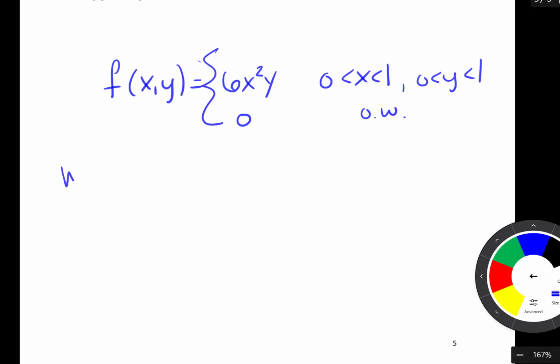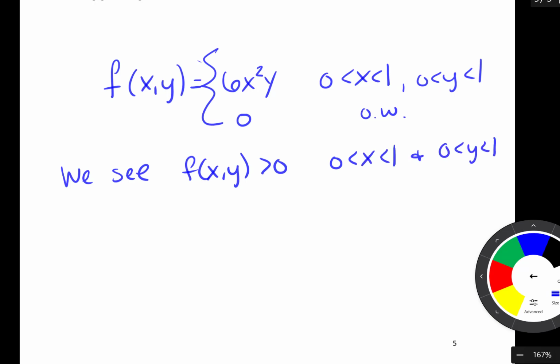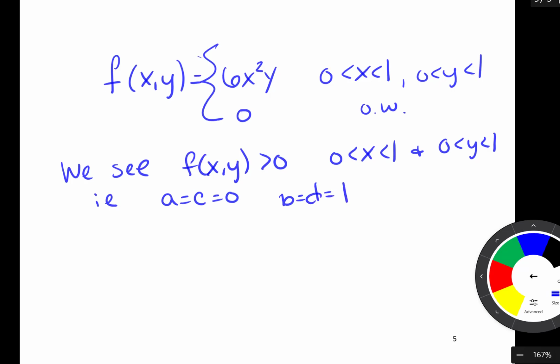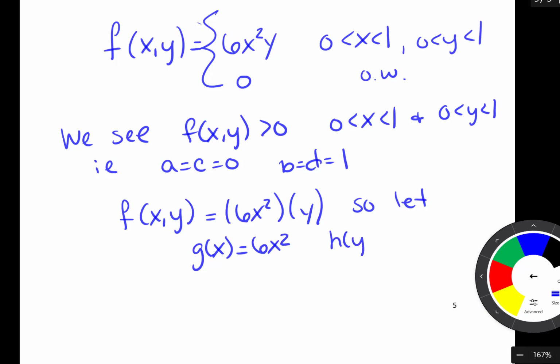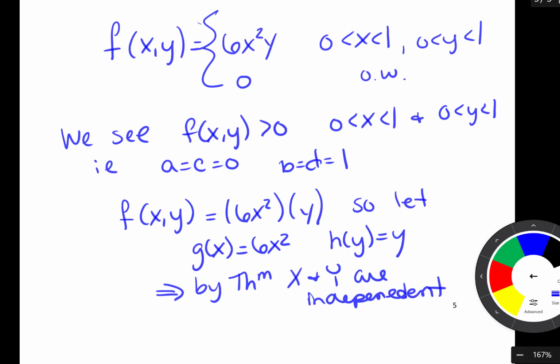All right, so first, notice that we can see that f of xy is greater than 0 when x is between 0 and 1, and y is between 0 and 1. So just like before, we're going to let a equal c equal 0 and b equal d equal 1. Well, notice that f of xy, we can write that as 6x squared times y. So if we let g of x be equal to 6x squared and h of y be equal to y, then by the theorem, they are independent. So here's an example where we can use the theorem to help us prove independence.